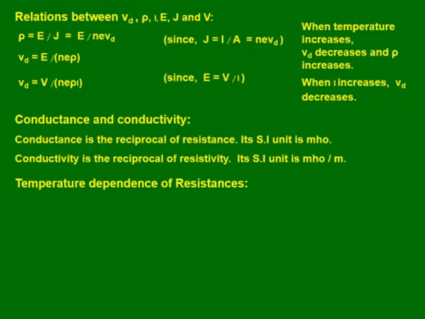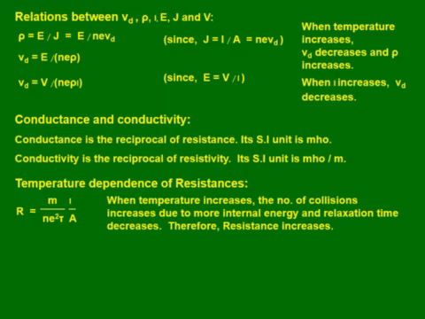Temperature dependence of resistance. Already I talked about R is equal to m by Ne square tau into L by A. In my lesson number 1 I have talked about it. Now rho is equal to m by Ne square tau. When temperature increases, the number of collisions also increases due to more internal energy, and that's why relaxation time decreases.